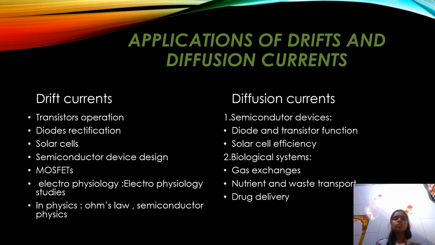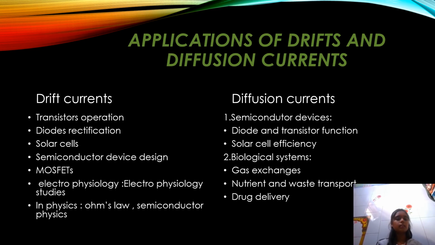Now we are going to discuss the applications of drift and diffusion currents. In drift currents, the widely used applications are transistor operation, diode rectification, solar cells, semiconductor devices, MOSFETs, and Ohm's law in physics. First, transistor operation and diode rectification. Drift current is crucial for understanding the operation of transistors and diodes, where the movement of electrons and holes within the material is essential for switching and rectification. Drift currents are also used in the PN junction, where they play a key role in the formation of depletion regions and the flow of current across the junction.